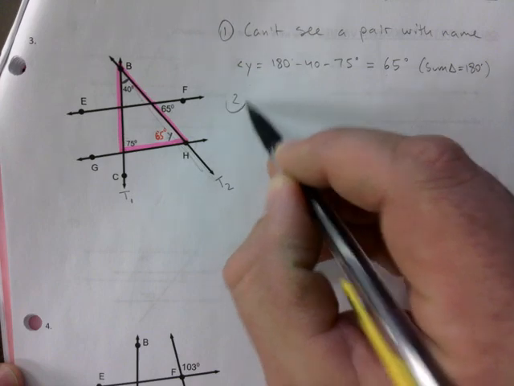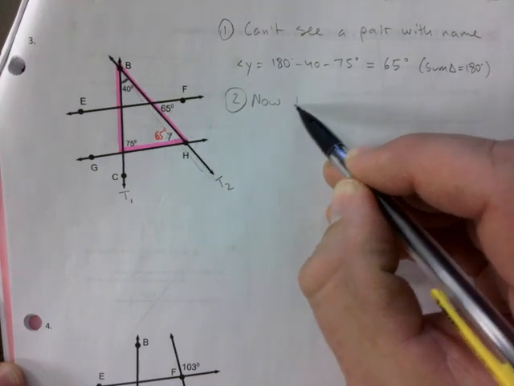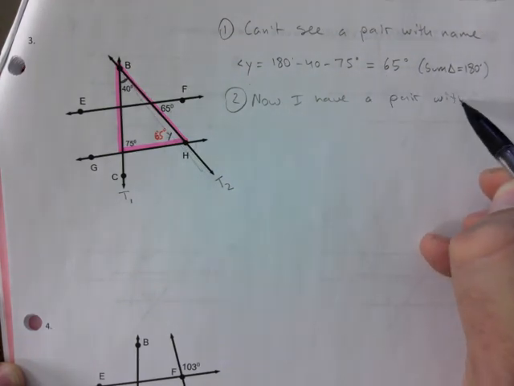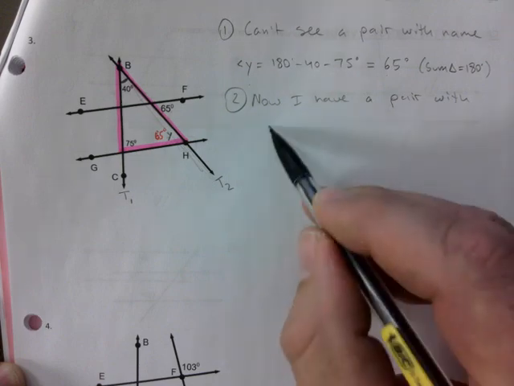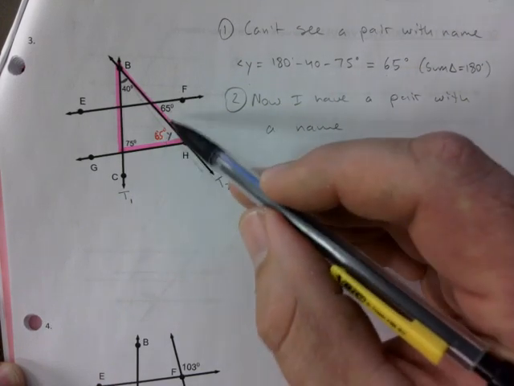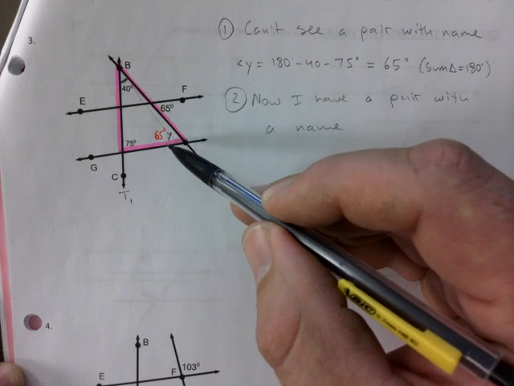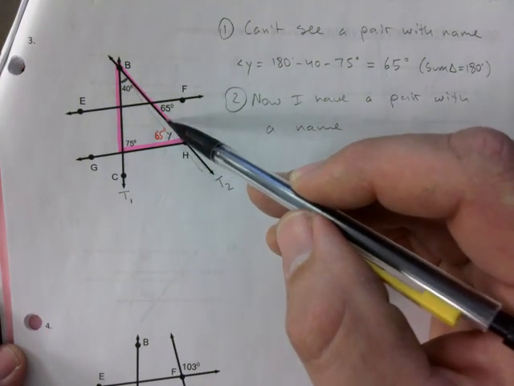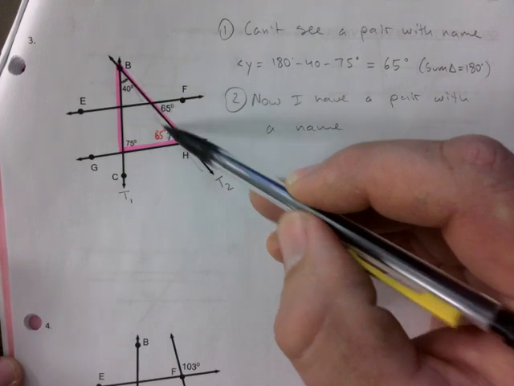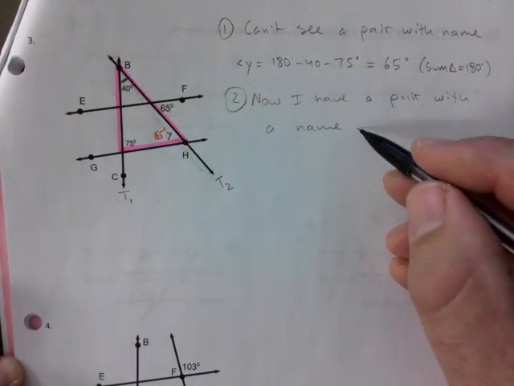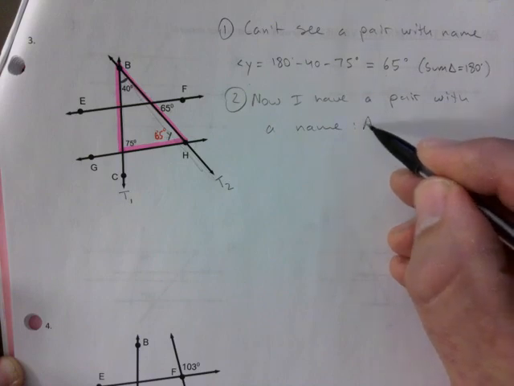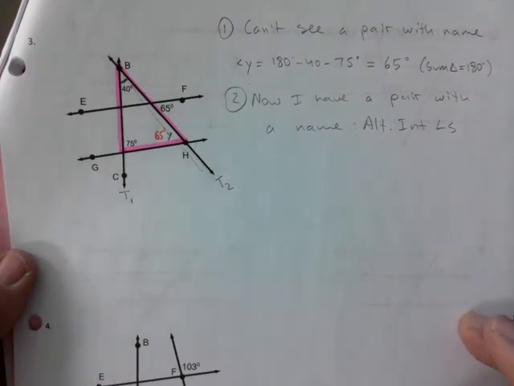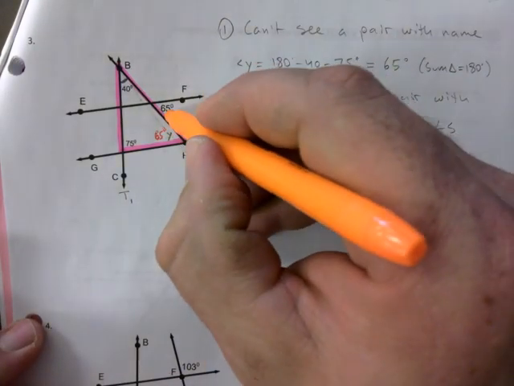So now I have a pair with a name. What's the name? What are these ones called? Alternate. I haven't looked at your ACs yet, so I'm assuming you know your angles. These are called alternate interior, right? So this is my transversal, alternate interior angles. I have my name. I'm going to highlight that with orange.